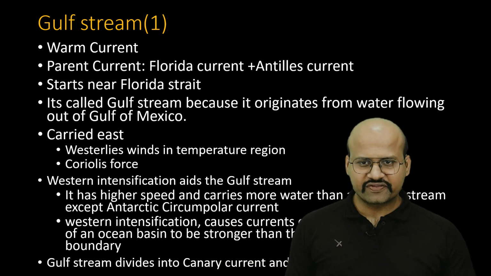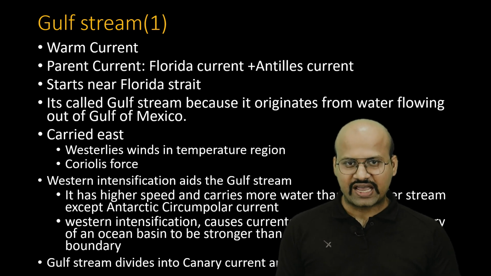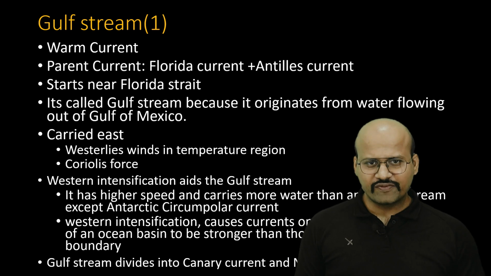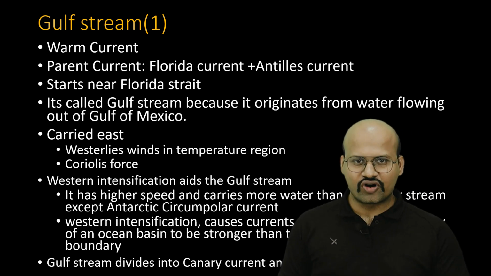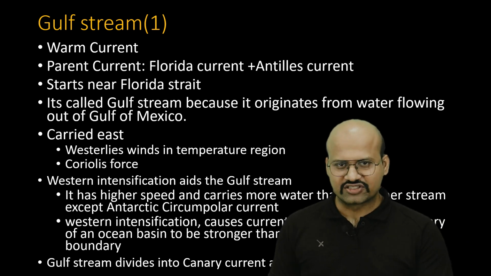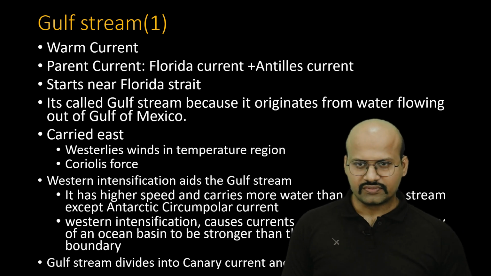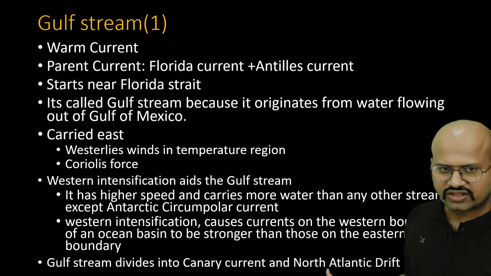The western intensification causes the currents to carry a large amount of water and move with higher velocity, and therefore you will see that the ocean currents on the western margin of continents are weaker compared to the currents on the eastern margin of continents. The Gulf Stream further divides into the Canary Current and North Atlantic Drift.